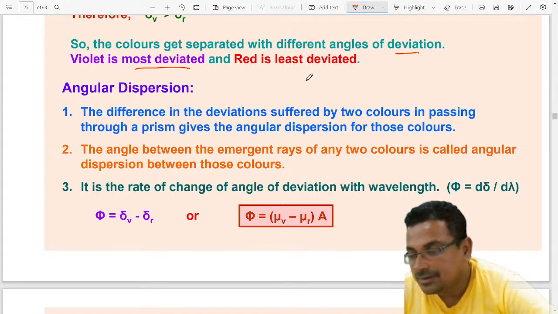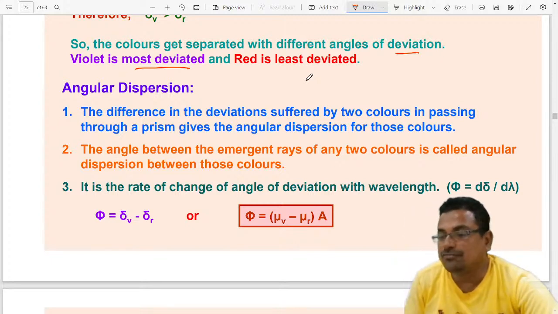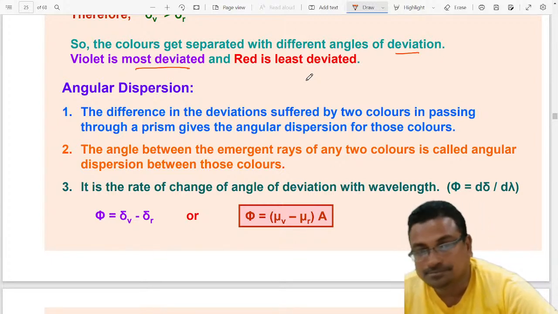Each color has a different wavelength, different velocity and bends differently. That's why the splitting of light into seven colors is called dispersion, and the group of seven colors is called the spectrum.